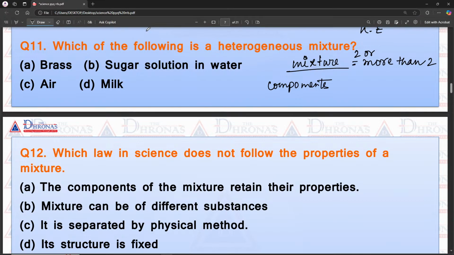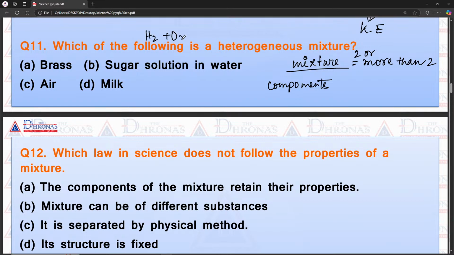For example, H2 plus O2 reacts to form H2O. What is happening here? A chemical change is happening. Hydrogen and oxygen react with each other and then they form a new compound which is totally different from these two gases, hydrogen and oxygen. But in a mixture, what happens?